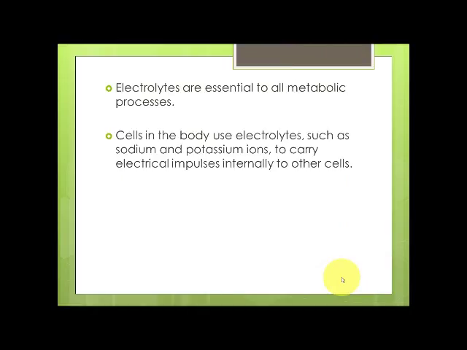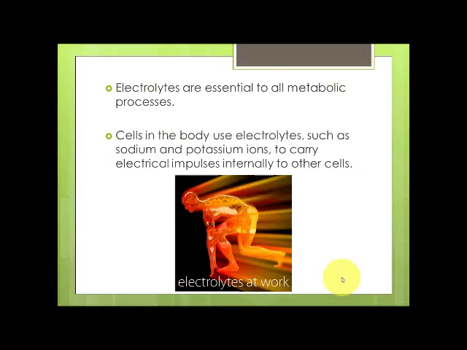We do need electrolytes for our metabolic processes, like breaking down sugars, all that stuff. So that's why you need them, and you need to replenish them after you work out. So that's why Gatorade would be good. The way that our body uses electrolytes, and most often it's sodium and potassium ions, is to carry electrical impulses internally to other cells. So if you deplete your electrolytes, then your brain functions and your muscle functions won't be working as well. And so you want to keep having a high volume of electrolytes.